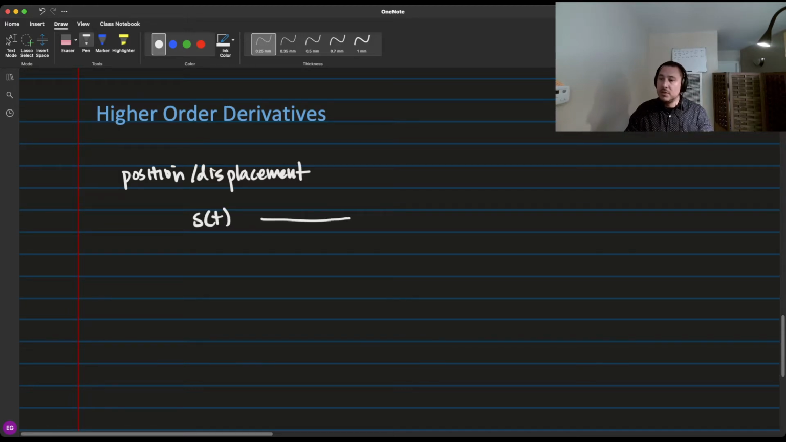And if you took the derivative of s of t, what did you get? So if you took the derivative of the position function or the displacement function, what was the rate of change of position, what do we call that? I know it's been a while. It was not acceleration, but the one before that, velocity.